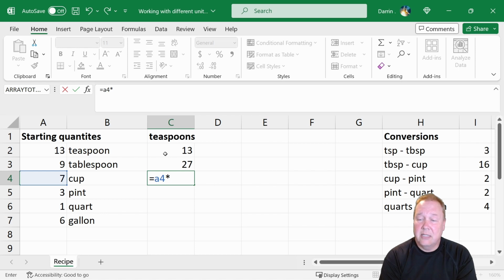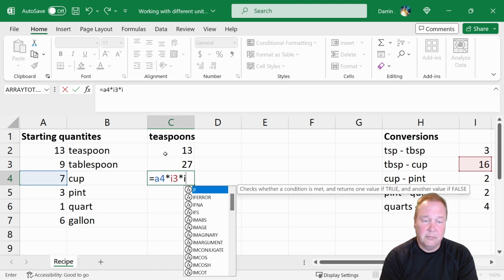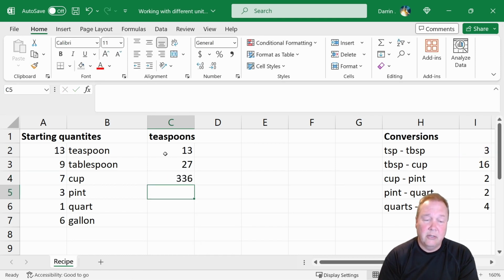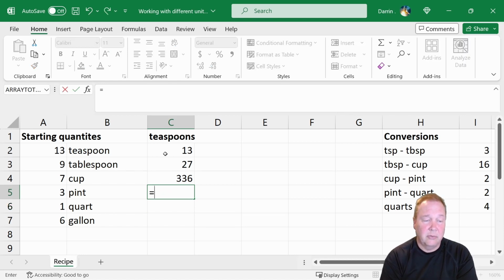There's 16 tablespoons in a cup. So it's times I3, and then convert that over to teaspoons, which is I2, 336 teaspoons. Okay, so now I have this one is going to be A5 for 3 pints.